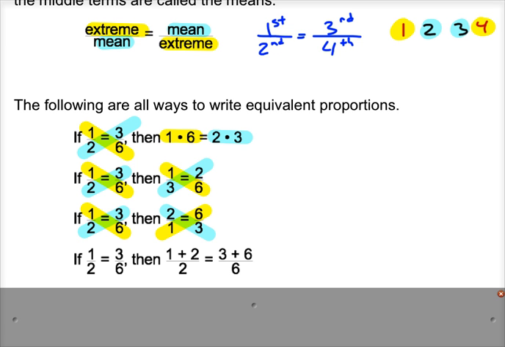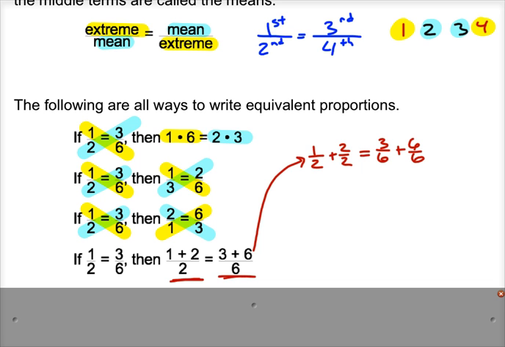It might seem really weird that this works, but here's the reason why. If I take this fraction on the left and split it up into 2 fractions, so instead of 1 plus 2 all over 2, I write each fraction separately as 1/2 plus 2/2. And then the fraction on the right I split into 2 fractions. So instead of 3 plus 6 over 6, I write it as 3/6 plus 6/6.